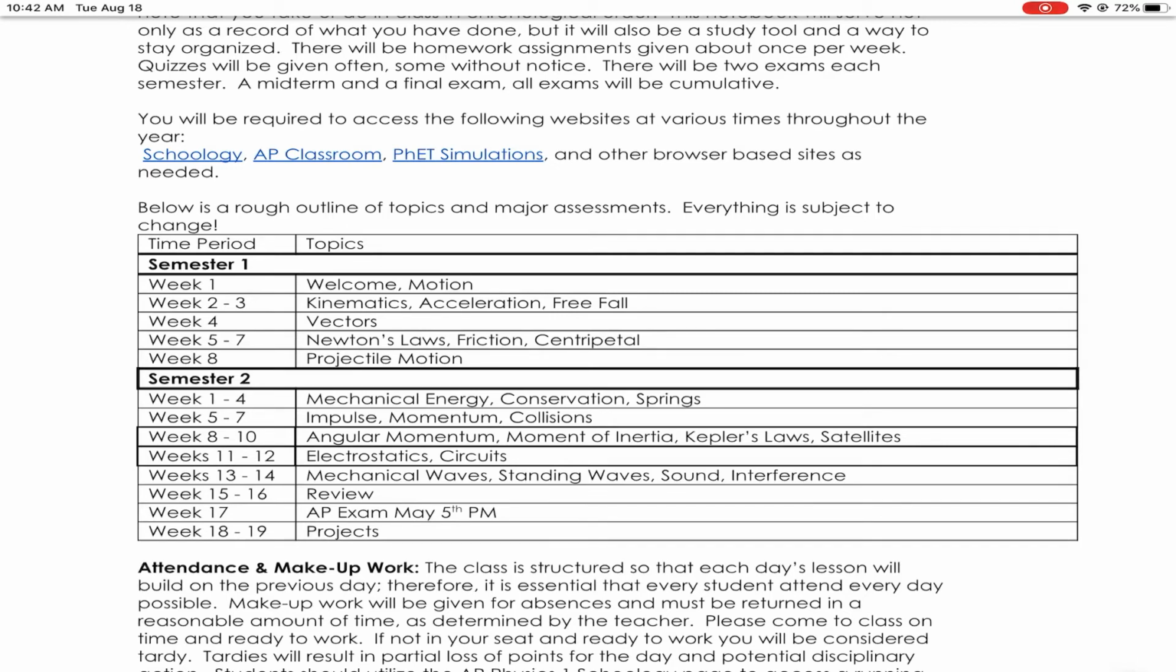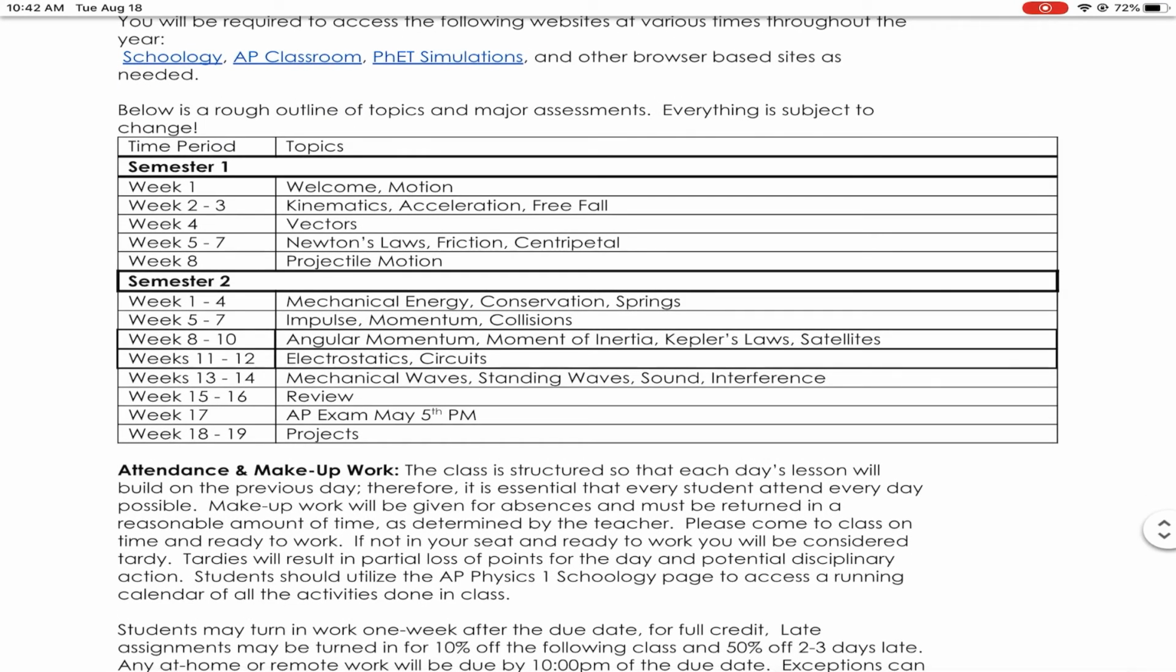Okay. Here is our topic outline. It's going to go pretty quick, but in general, the first week is kind of a welcome week and starting to get into motion. We'll go into kinematics, acceleration, and free fall. We'll talk about vectors, Newton's laws, friction, and centripetal force, and we might even leave centripetal force off, and projectile motion. And that will be this first semester, so for you guys this first quarter.